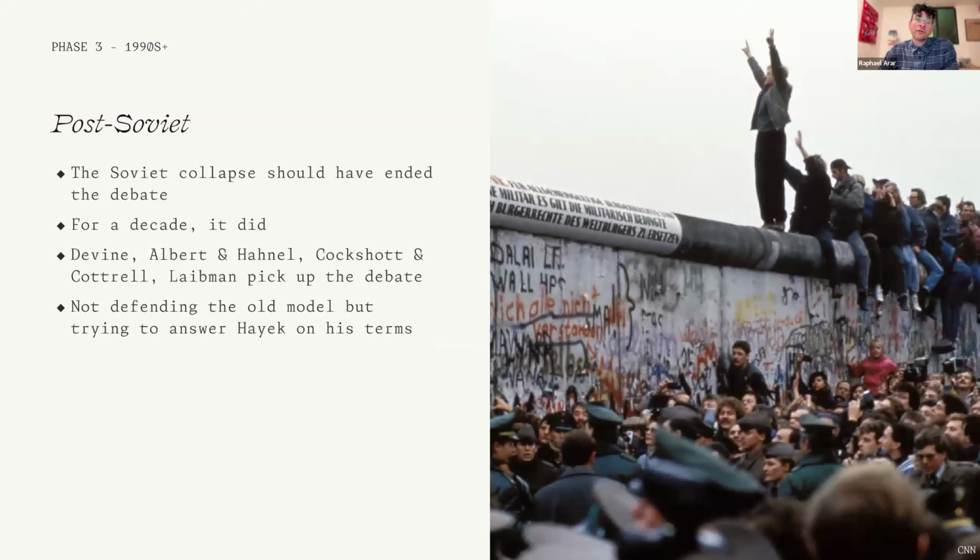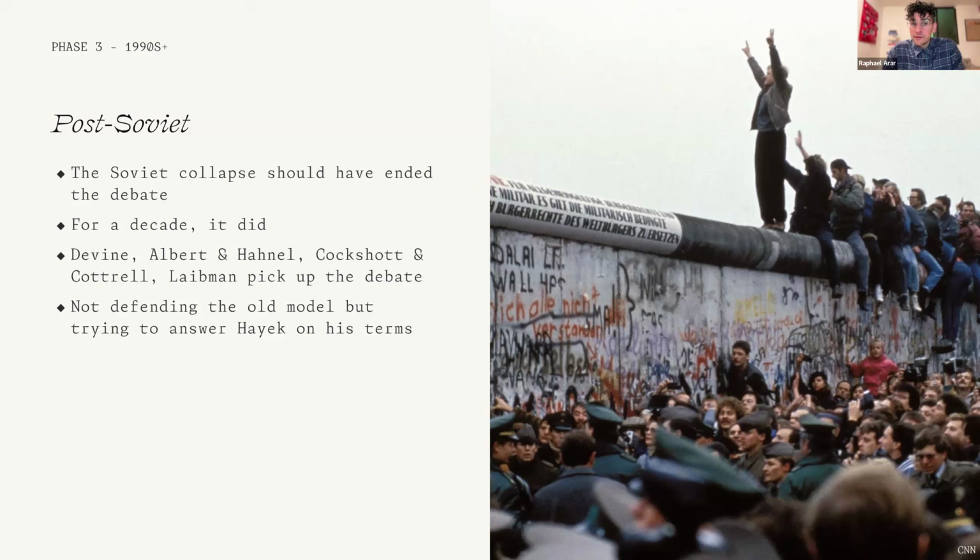We then move into phase three, and that's really the post-Soviet phase. So the collapse of the Soviet Union should have ended the planning debate. I think it was Fukuyama who said, the end of history. And for a decade, it more or less did. And actually, this is kind of unfortunate timing for some of the models because they arose at the time of the collapse of the Soviet Union. And we'll get to those in a moment.